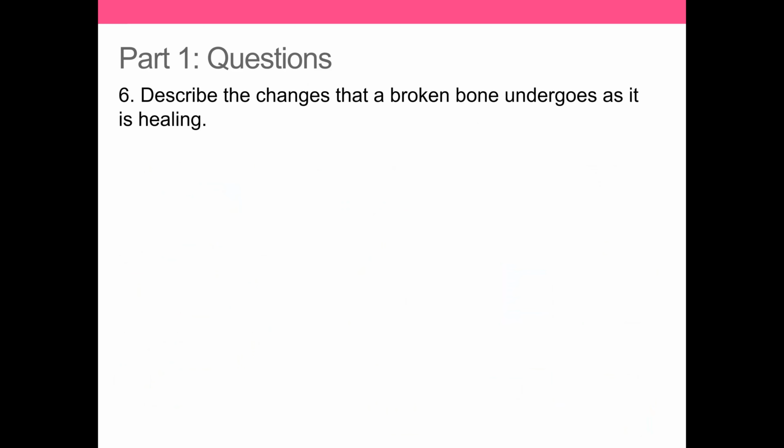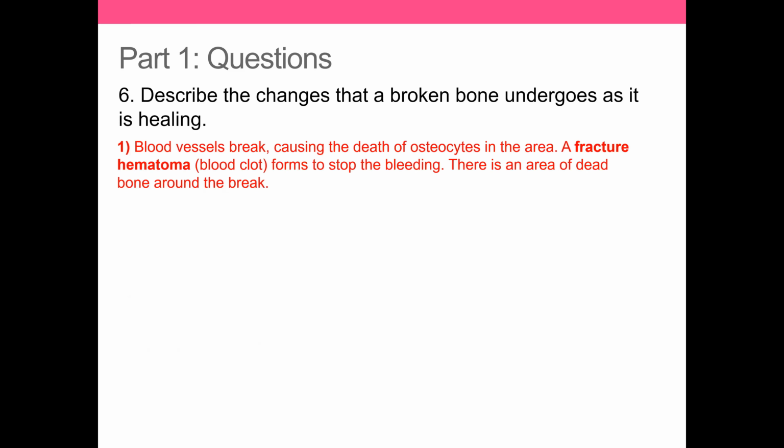Number 6, describe the changes that a broken bone undergoes as it is healing. So the first stage is that blood vessels break. This is going to cause the death of osteocytes in the area because they no longer get nutrients and oxygen. A fracture hematoma, which is a type of blood clot, forms to stop the bleeding, and there's an area of dead bone around the break from those dead osteocytes.